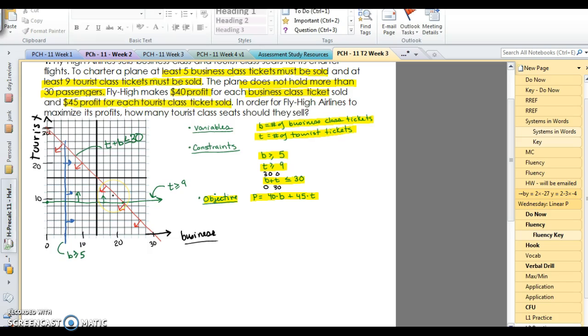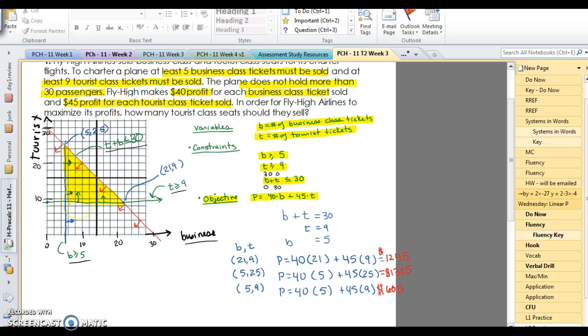The 3 graphs are labeled. B is greater than or equal to 5, T is greater than or equal to 9, and T plus B is less than or equal to 30. The shaded region is the feasible region that satisfies all 3 inequalities. Now we're looking for our intercepts, or our intersections.